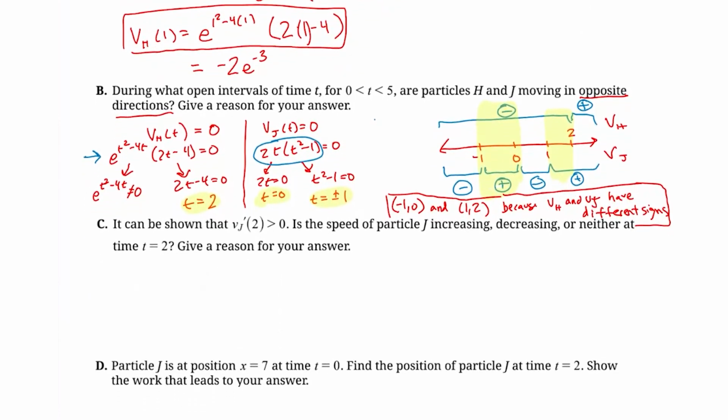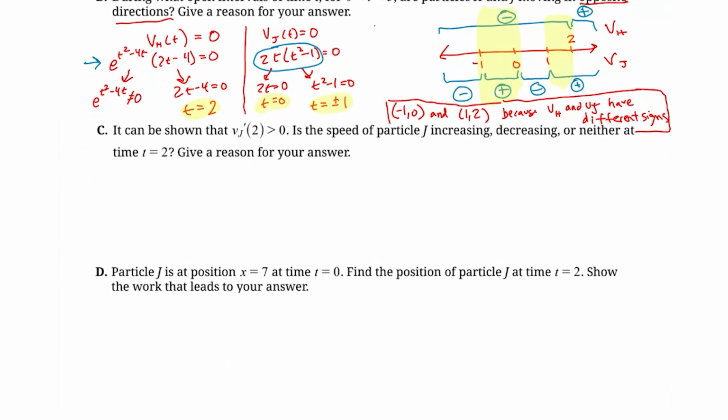Okay, part C. It says it can be shown that the derivative of the velocity of j, again, that's acceleration, just make a mental note of that, is positive. Is the speed of particle j increasing, decreasing, or neither at time equals 0? Okay, so be careful here. When you're talking speed, speed's different than velocity.